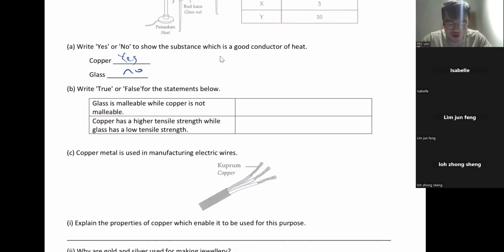Okay, B, true or false? Glass is malleable while copper is not malleable. Okay, false.